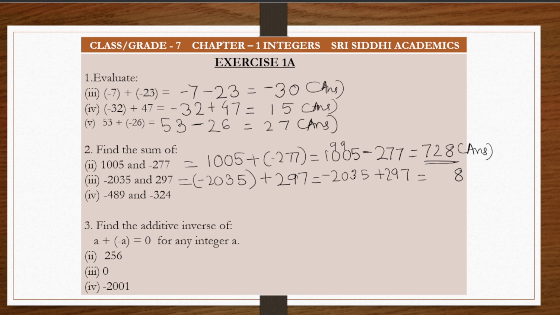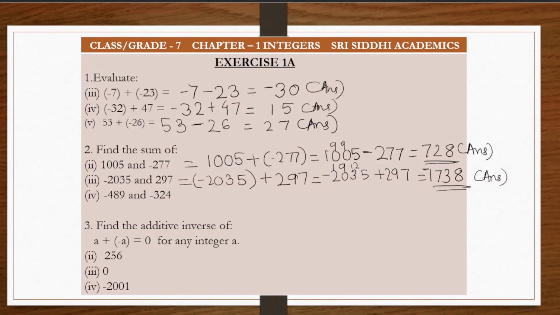What stays here? When you had borrowed 2, you borrow one more, 12. 12 minus 9 is 3. What stays here after borrowing? 9. 9 minus 2 is 7. And since we have borrowed, instead of 2, what is there? 1. So it will be 1738. And which is the integer with bigger value? 2035. So minus sign will come in the answer. So it is minus 1738. This will be the answer for question number 2-3.